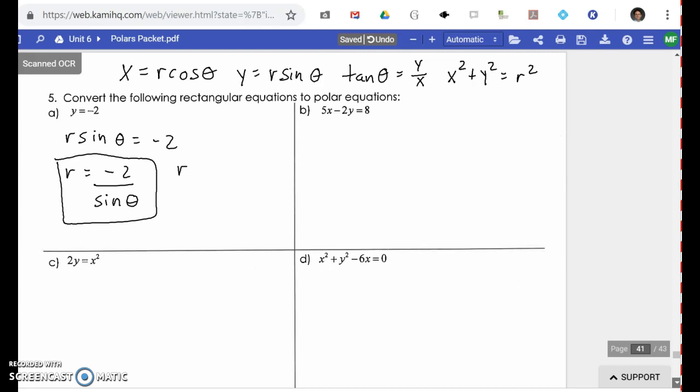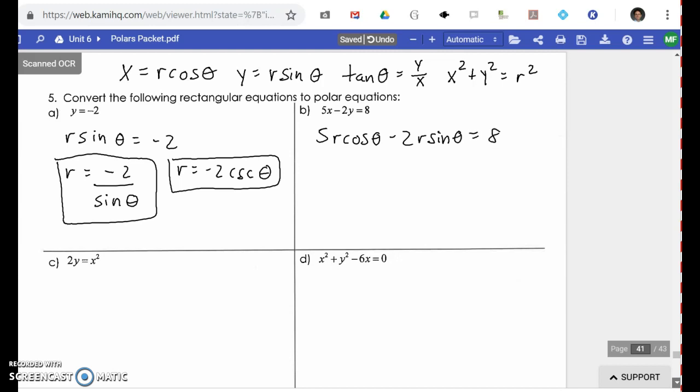Another way to write it would be r equals -2 cosecant of theta. That's just recognizing that 1 over sine is the same as cosecant. Either way is an acceptable way to write the answer. For b, we're going to use the same strategy we used in a. We know that x is r cosine theta. We know that y is r sine theta.